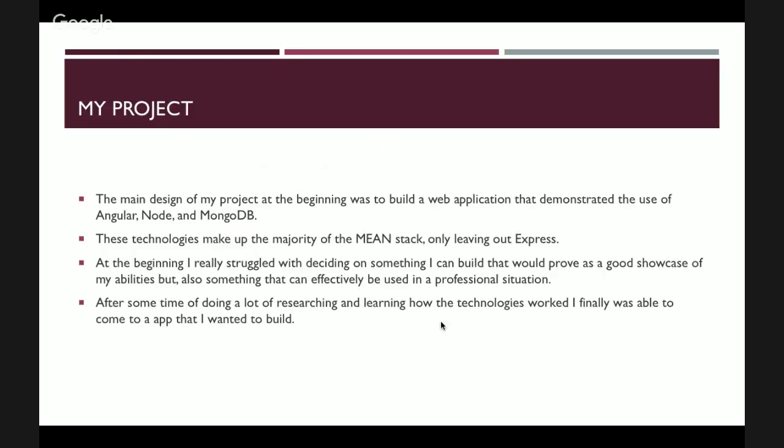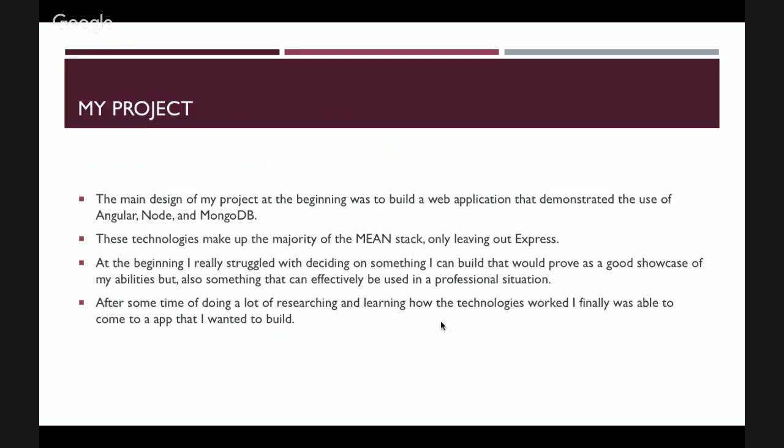So for my project, the main design of my project at the beginning was to build a web application that demonstrated the use of Angular, Node, and MongoDB. So these technologies make up the majority of the MEAN stack, leaving out Express. And so I really had a hard time figuring out what I would be able to use to showcase these three technologies.